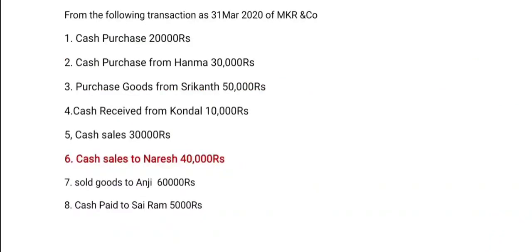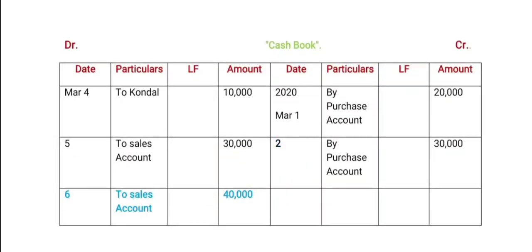6th March, cash sales to Naresh 40,000. Here it is clearly defined that it is cash sales, that's the reason we are going to the cash book. Going to the date column, 6th date, particulars to sales account. Now we are going to the amount column, that is 40,000. This transaction is complete. Now we are going to another transaction.